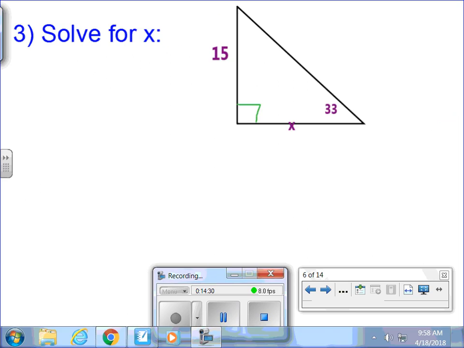Alrighty, we're going to number 3. The students were negotiating how much of the study guide we're going to get done today, so we will see, but most likely this will be a 2-part video.